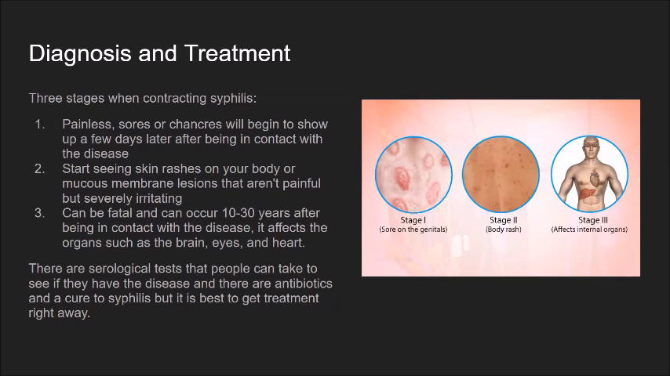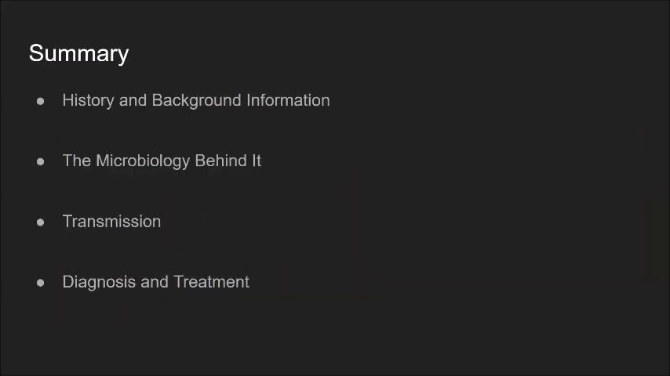There are serological tests that people can take to see if they have the disease, and there are antibiotics and a cure for syphilis, but it is best to get treatment right away if you do find out you have syphilis. In summary, I talked about the history and background information, the microbiology behind it, transmission, and diagnosis and treatment.